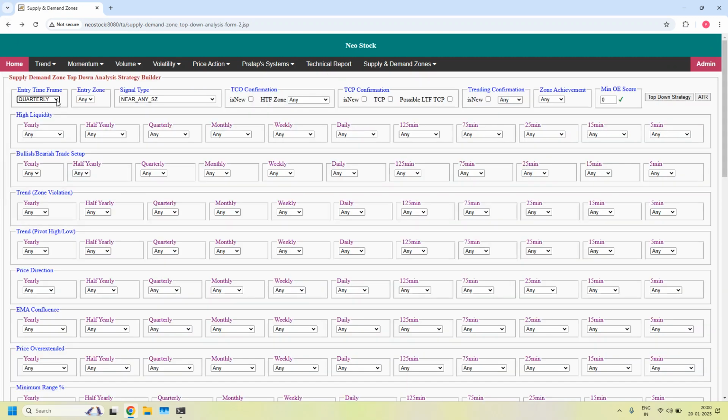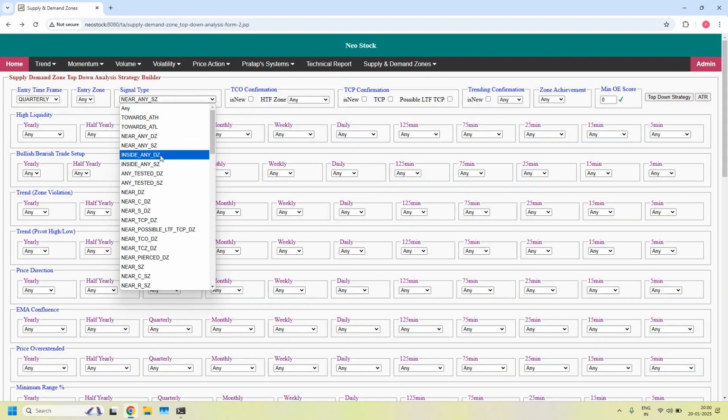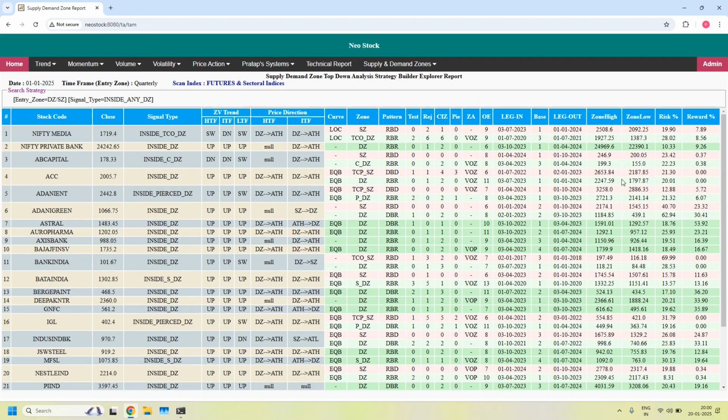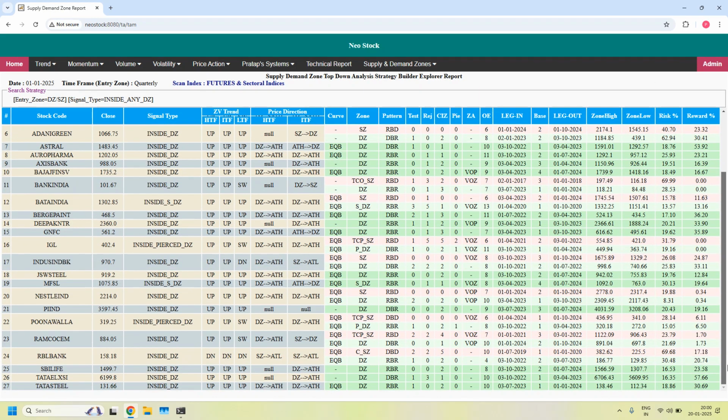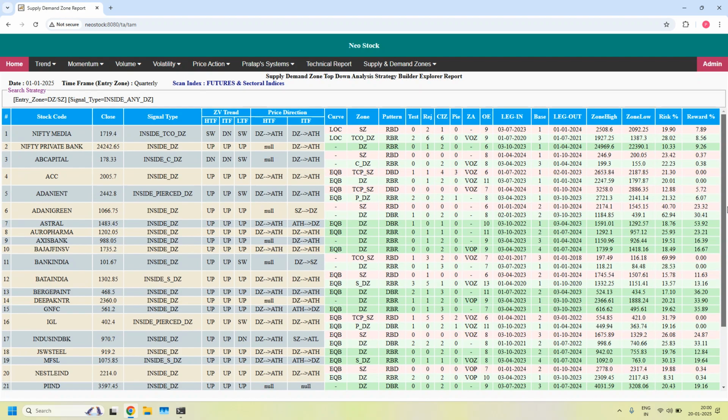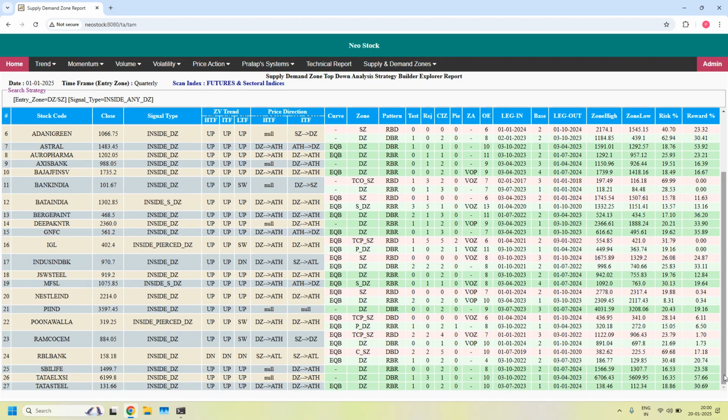Next, quarterly time frame. Price closed inside the quarterly demand zone. We got 27 stocks, and now you are seeing the first 21 stocks in the list. I am scrolling the list down. So total 27 stocks are filtered.